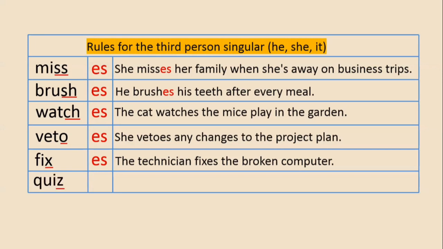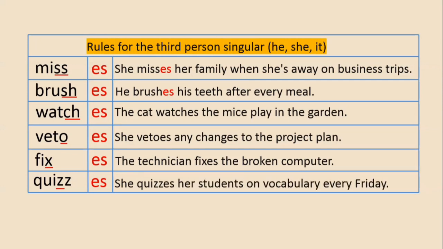If our verb has got z, before adding es we put another z and then we put es. And it's because of pronunciation. For example, she quizzes her students on vocabulary every Friday.